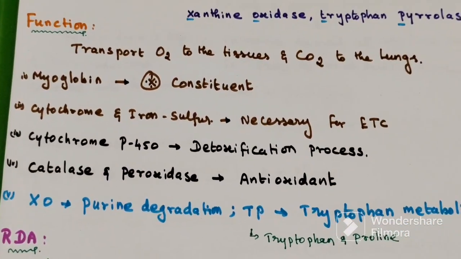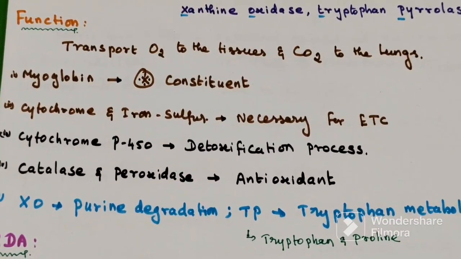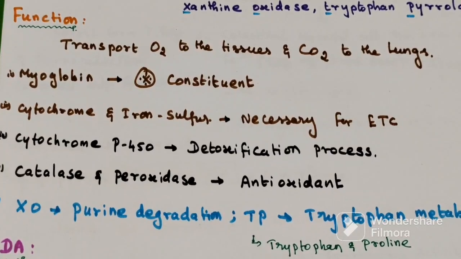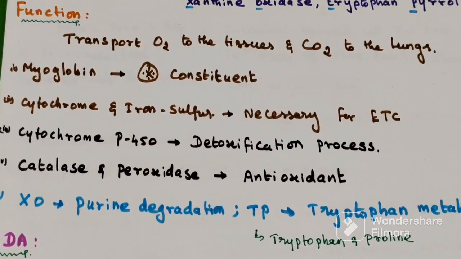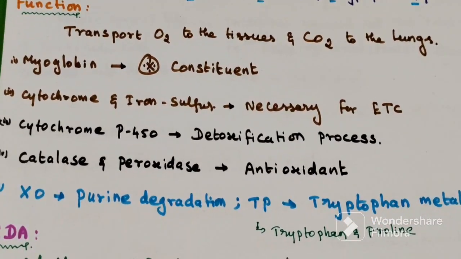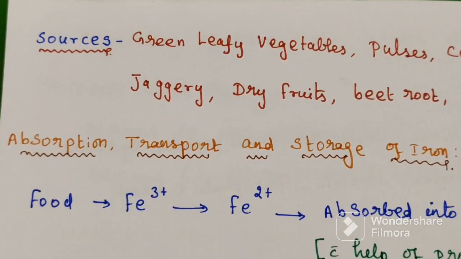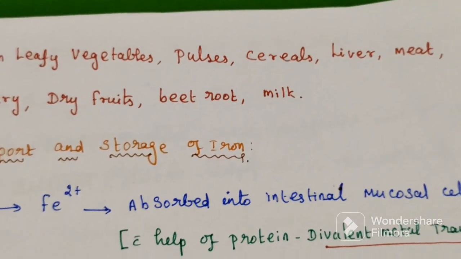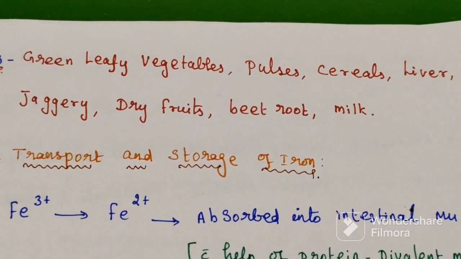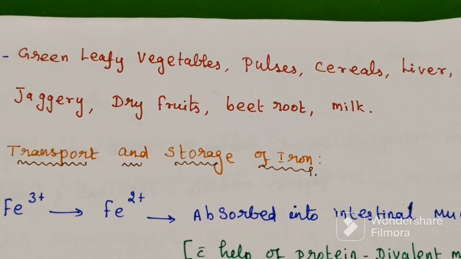So these are the important functions of iron: transport of oxygen to tissue and carbon dioxide to the lungs, and the components myoglobin, cytochrome, iron sulfur, cytochrome P450, catalase, peroxidase, xanthine oxidase and tryptophan pyrrolase. Important sources: green leafy vegetables, pulses, cereals, liver, meat, jaggery, dry fruits, beetroot, and milk containing a trace amount of iron.